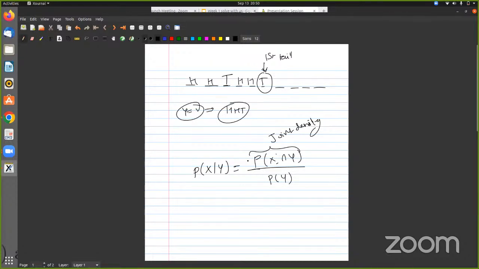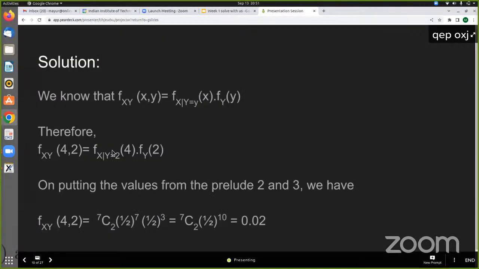Correct. But it is very difficult to find the joint density for it, right? Directly finding the joint density is difficult. So what we have done here is we have found the conditional density first, and then we have used the formula of conditional into marginal to find the joint density.